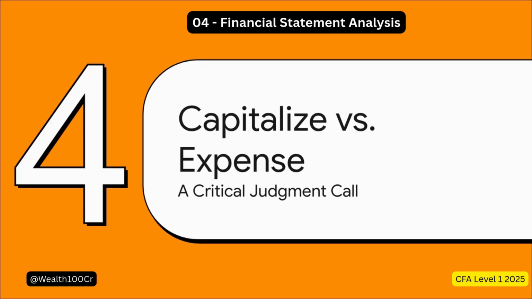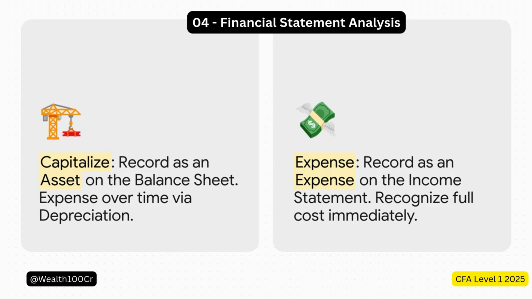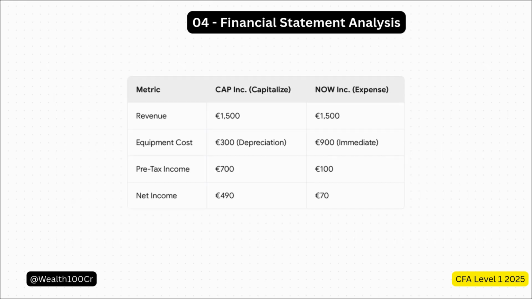Okay, now we're getting to one of the most important judgment calls in all of accounting. This is an area where management gets to make a choice that can totally change the look of the financial statements. The question is, should we expense a cost right away, or should we capitalize it as an asset? So what's the difference? Well, if you capitalize a cost, you stick it on the balance sheet as an asset. Then you slowly expense that cost over its useful life. We call that depreciation. But if you expense it, bam, the entire cost hits your income statement right now, in this period.